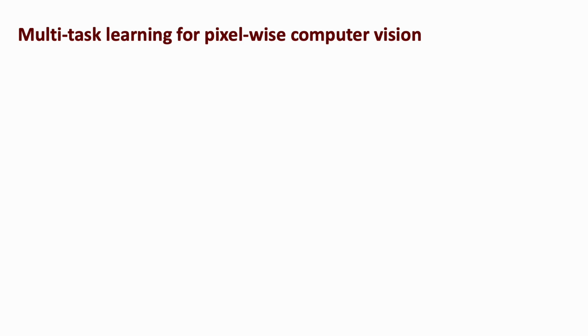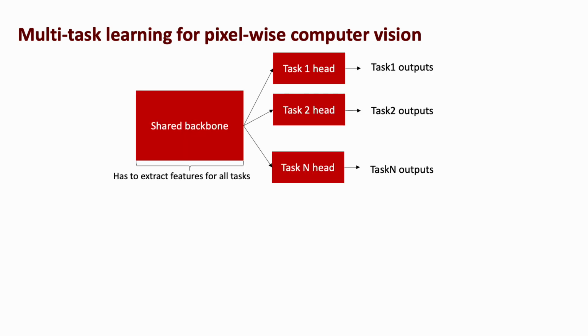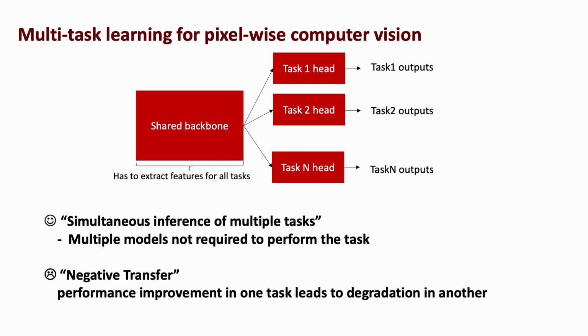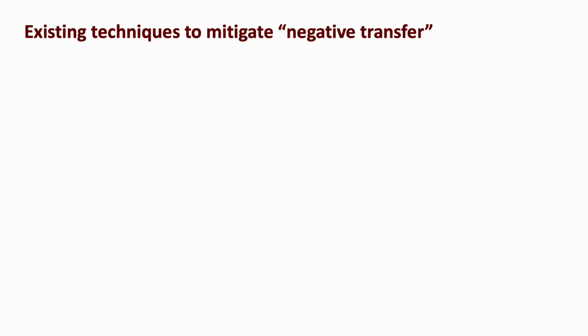This paper deals with the problem of multitask learning in pixel-wise computer vision tasks. Multitask learning is a process of learning multiple tasks simultaneously by a single network. Generally, it has a shared backbone and task-specific heads. Multitask networks help in simultaneous inference of multiple tasks but suffer from negative transfer, where the performance improvement in one task leads to the performance degradation of another task.